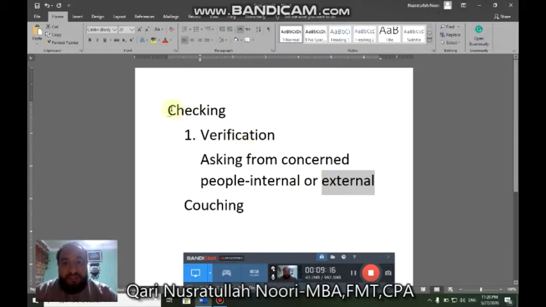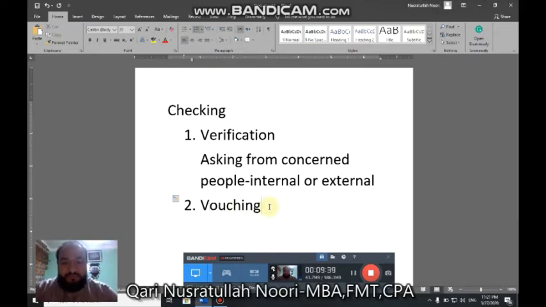So the checking is carried out in two steps. Number one, verification. Verification is asking from concerned people, and that could be internal, that could be external, right? Number two is vouching, right? And not coaching, that is vouching.